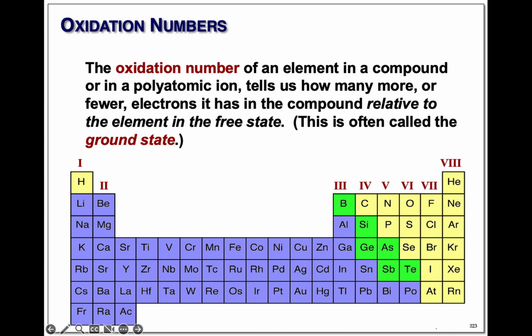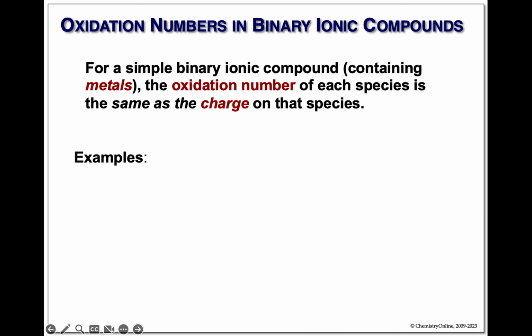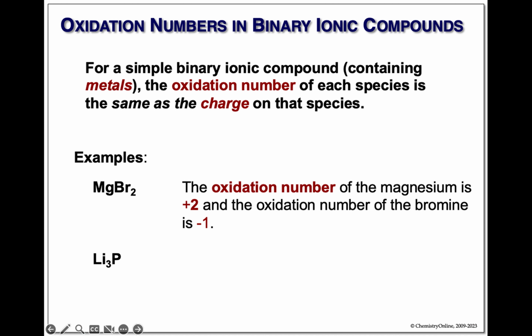Remember, oxidation numbers. Start off with the periodic table. Everything here is 0. By definition, everything as it sits is a 0. If you have a metal in your compound, a binary ionic compound, the oxidation number is the same as the charge. Magnesium here is +2. It's group 2. Bromine is -1 because it always is. Oxidation numbers are +2 and -1. Just the charge.